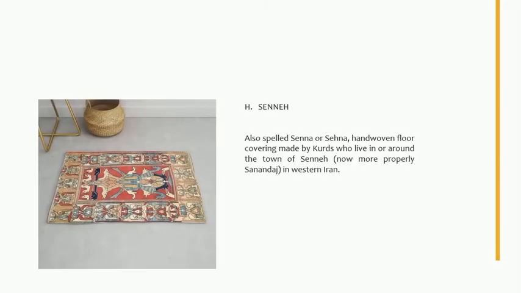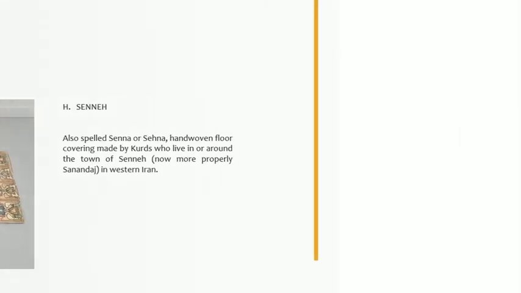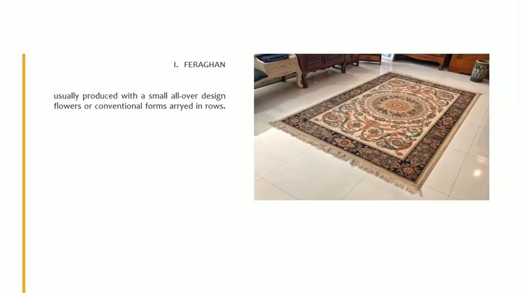Senneh or Senu rug. Senu rug is a hand-woven floor covering made by Kurds who live in or around the town of Sena in western Iran. The pile rugs and kilims of Senneh are prized for their delicate pattern and coloring and for their fine weaves. Ferahan, usually produced with a small all-over design of flowers or conventional forms arrayed in rows.